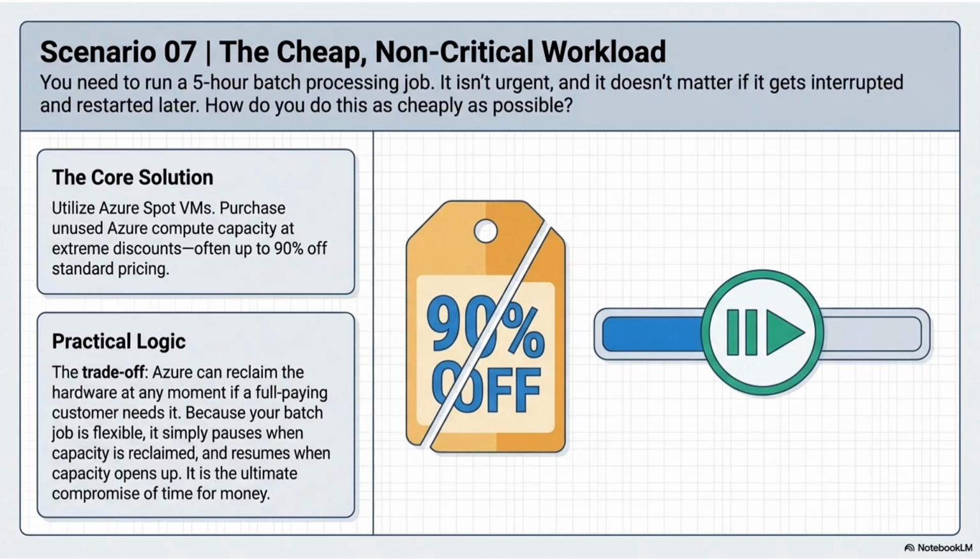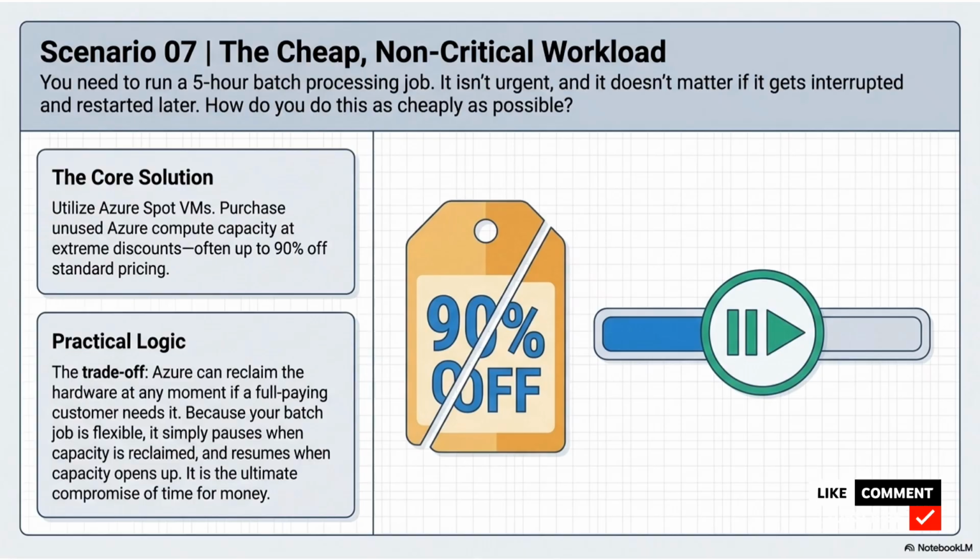Question number 7. You need to run a massive batch processing job that takes 5 hours to finish. It is not urgent and it does not matter if it gets interrupted and restarted later. How do you do this as cheaply as possible? You should use Azure Spot VMs for this task.